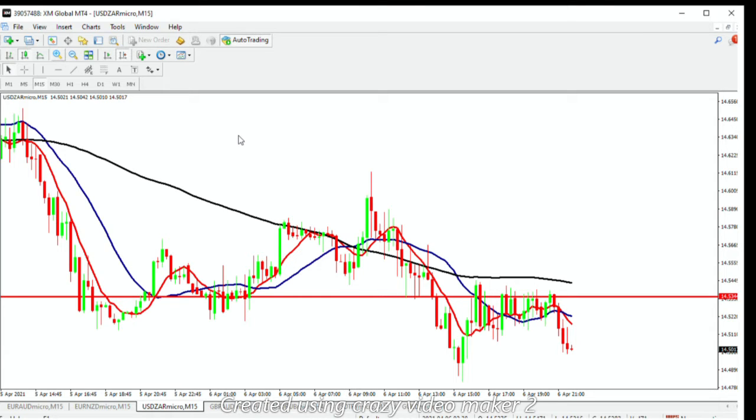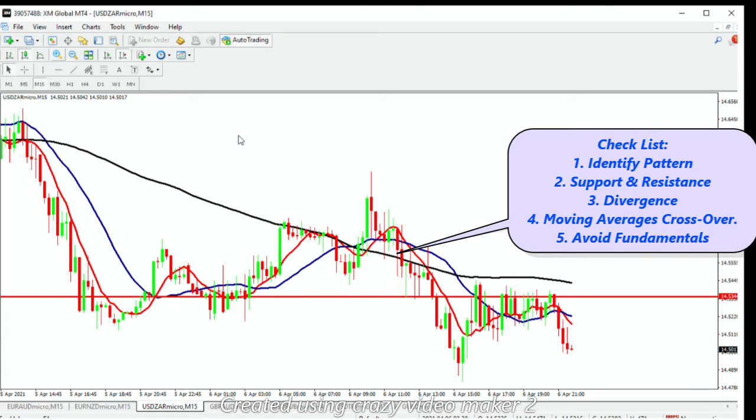So on your piece of paper, you need to have a checklist of, say, is there support and resistance? Have the moving averages crossed over? Do I see a pattern I trade? Are the fundamentals right? I.e., it's not an NFP or it's not some big news event. So those are the checklists I use.